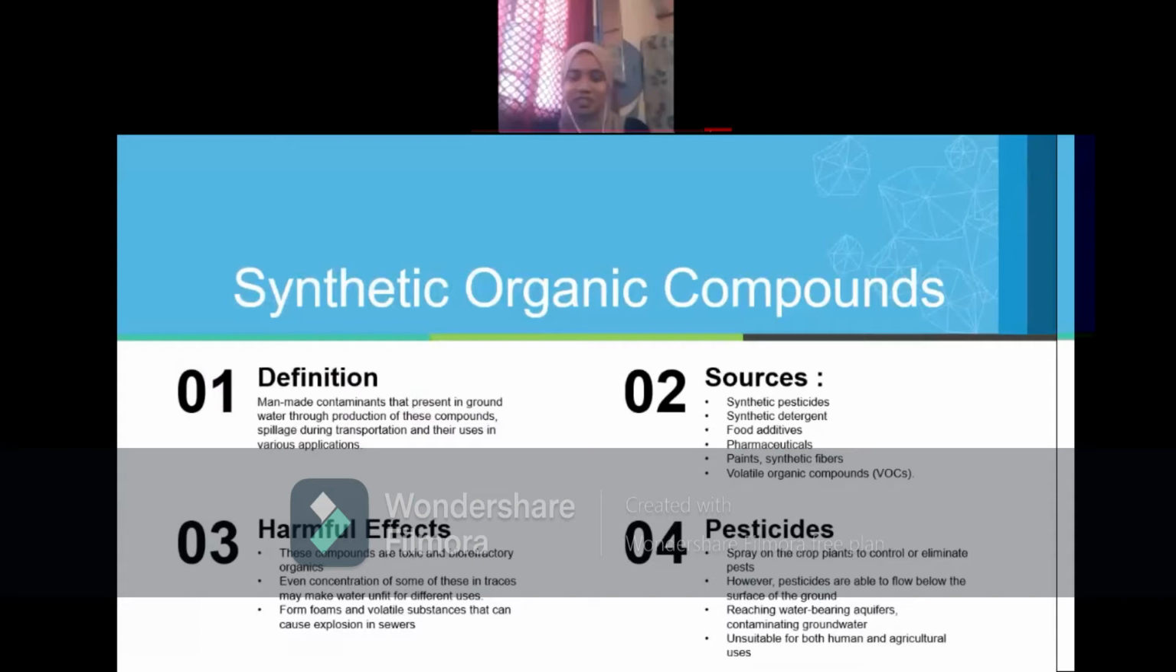Pesticides are chemicals that are used in agriculture sector by spraying on the crop plants to control or eliminate pests such as insects, disease, and weeds that can be harmful to crops. However, pesticides are able to flow below the surface of the ground, reaching water-bearing aquifer, thereby contaminating the groundwater, making it unsuitable for both human and agriculture use. Next.